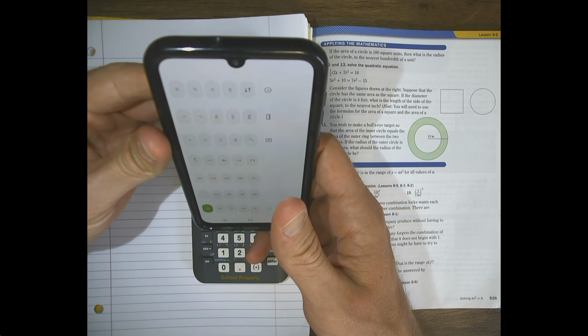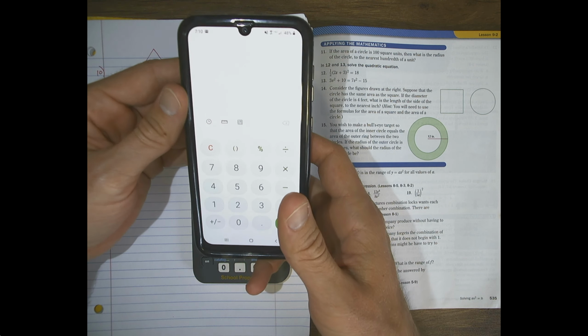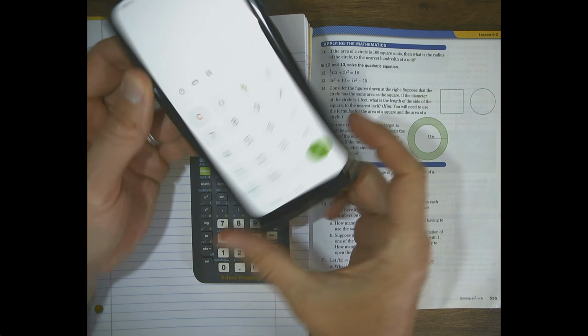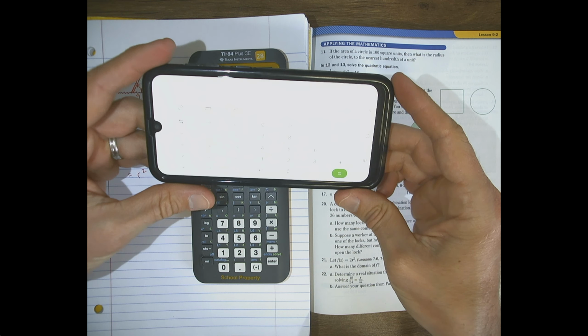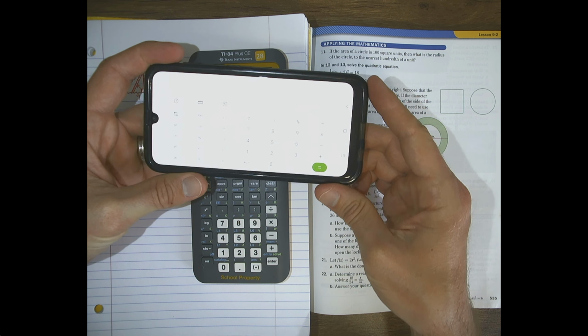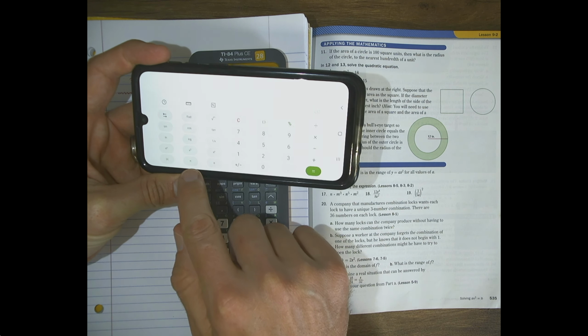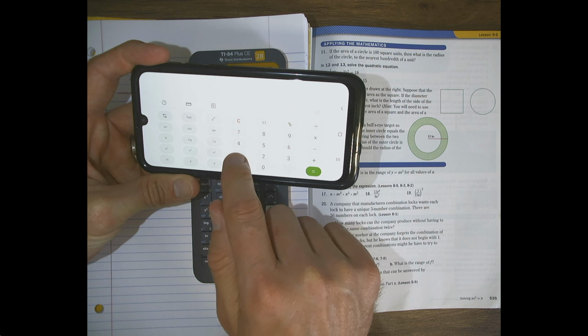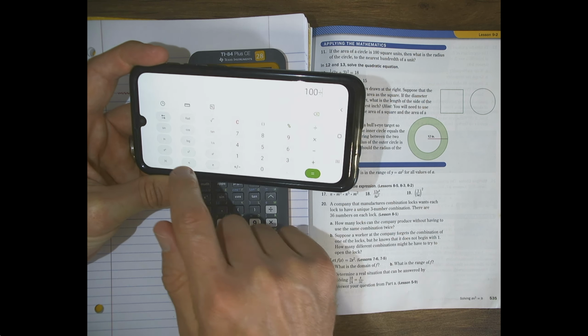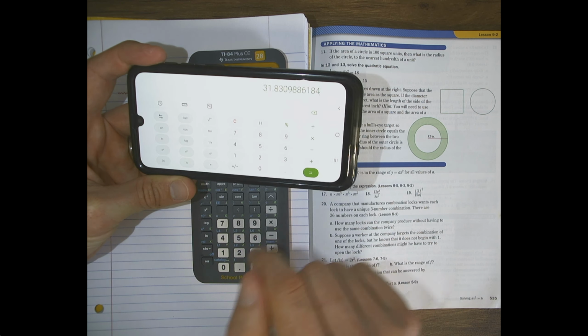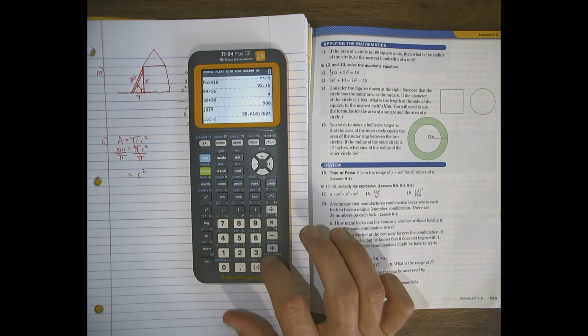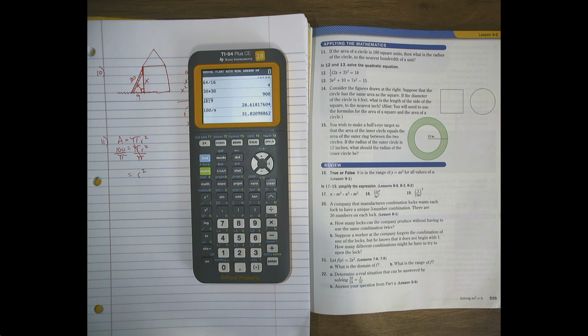So even if you have just a phone, you can do pi here. Regular calculator, turn it sideways, becomes a scientific calculator. A little hard to see there, but my pi button's right here. You should be able to find pi. So I would do 100 divided by pi. And there's my answer, just like if it was here. Okay, so if you're scrambling and you don't have a scientific calculator, use your phone.